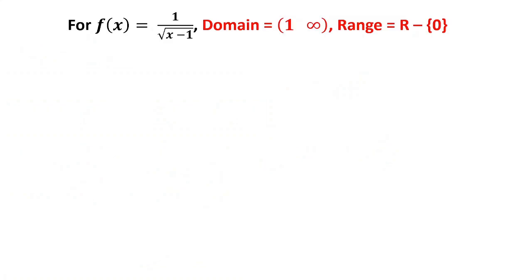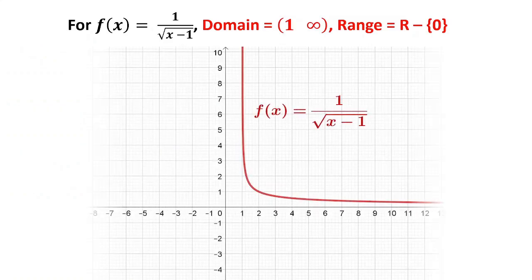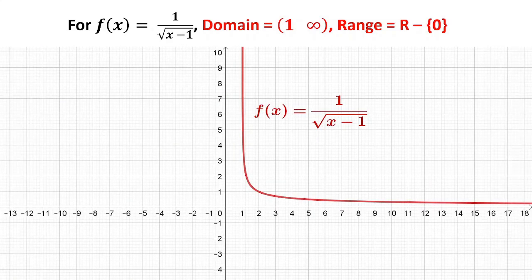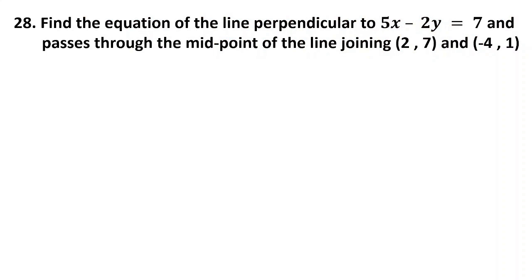Well, go to the next question. Okay, before we go further, let us check the graph of it. 1 by root x minus 1: domain is 1 to infinity and range is R minus 0, and you are checking that the graph is not touching at 1. You are seeing that 1 is not at all touched, therefore 1 is not included. And in the range also you are seeing that the value y equal to 0 is not there. So our graph also tells you what is the domain and the range. Well, let us go to question number 28.